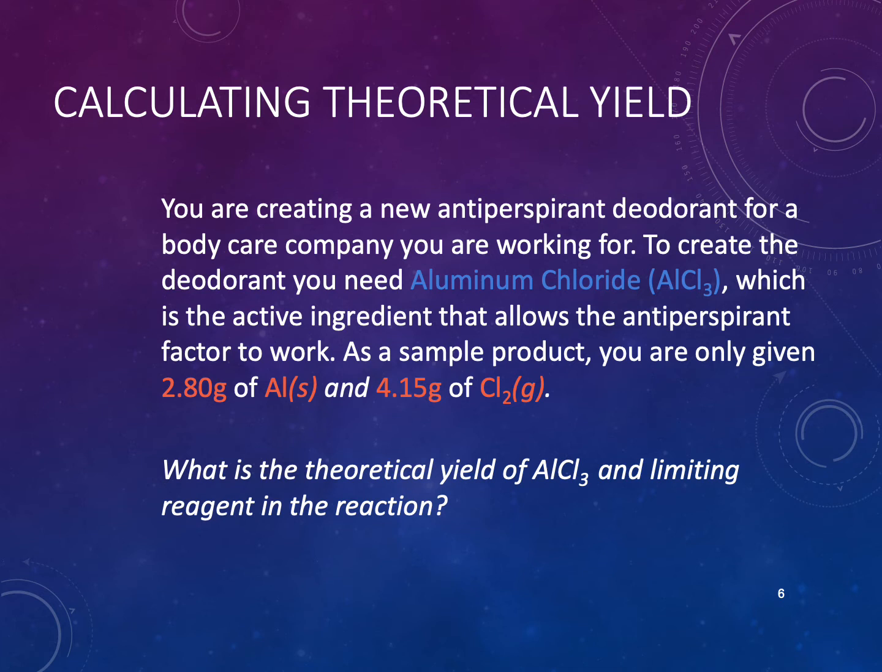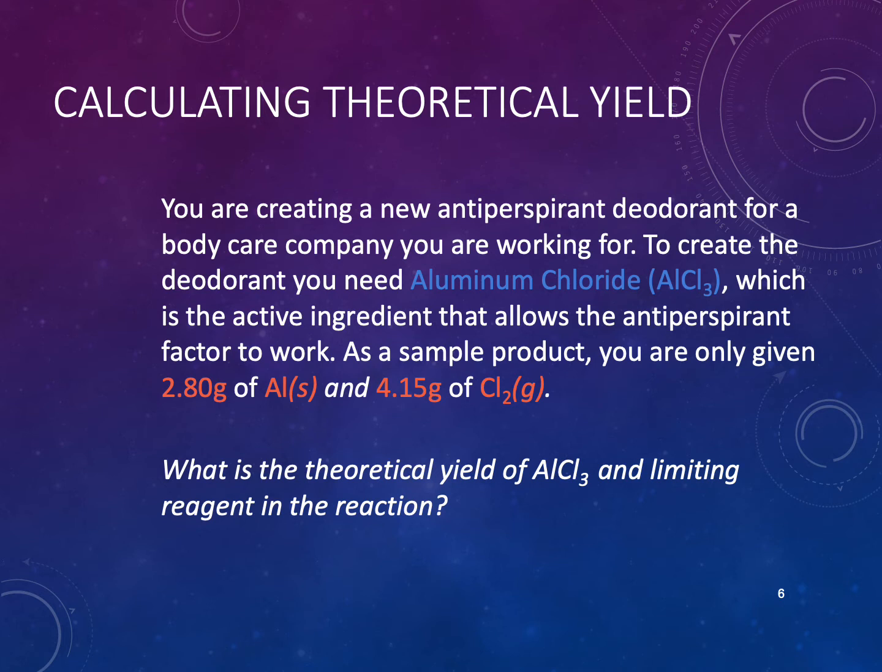So now we're facing our first problem. We're calculating theoretical yield in a question that I created. You're creating a new antiperspirant deodorant for a body care company you're working for. To create the deodorant, you need aluminum chloride, which is the active ingredient that allows the antiperspirant factor to work. As a sample product, you're only given 2.80 grams of aluminum and 4.15 grams of chlorine. What is the theoretical yield of aluminum chloride and the limiting reagent in this reaction?